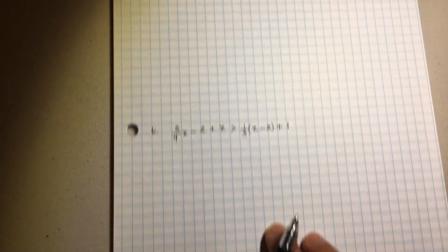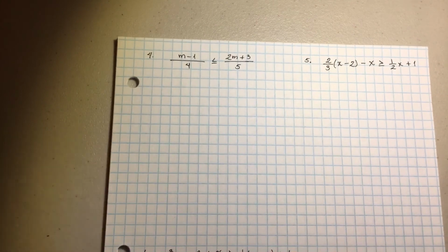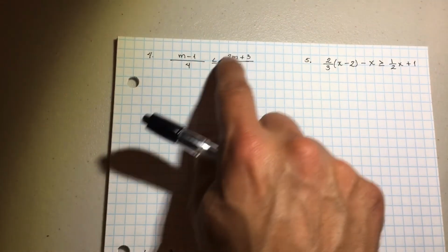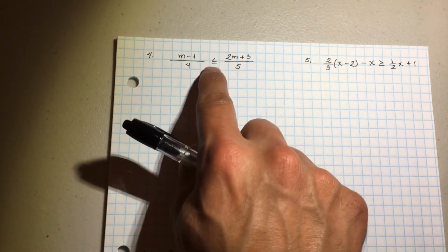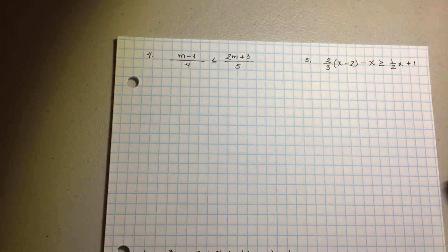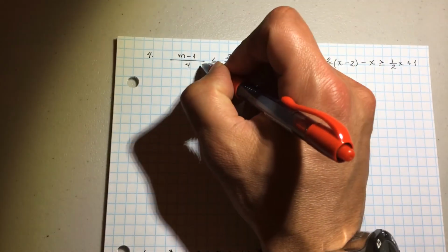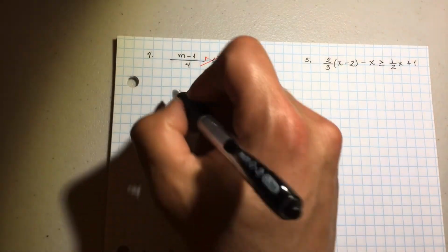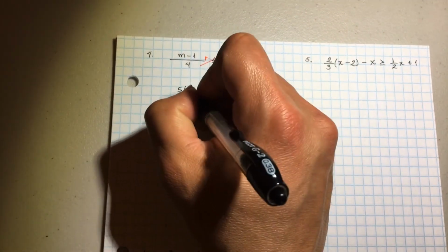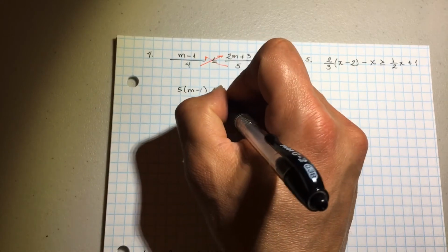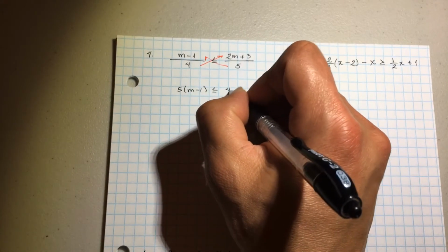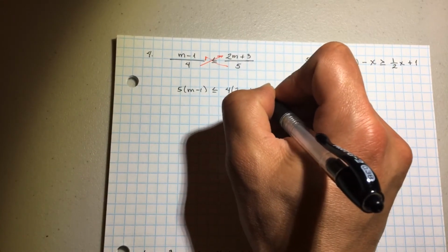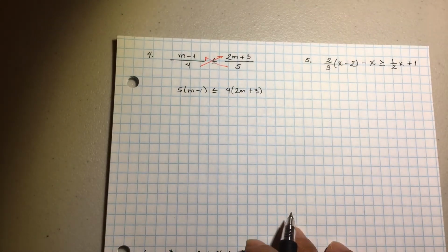Let's do a few more. Let's do this one. This one is nice because you see you have the fraction or the inequality in the middle. You can just cross multiply. Vamos a multiplicar cruzado porque tenemos la inigualdad en medio. Así vamos a multiplicar. Entonces voy a tomar 5 por m menos 1 less than or equal to 4 por 2m más 3. Okay. Now I can go ahead and distribute.